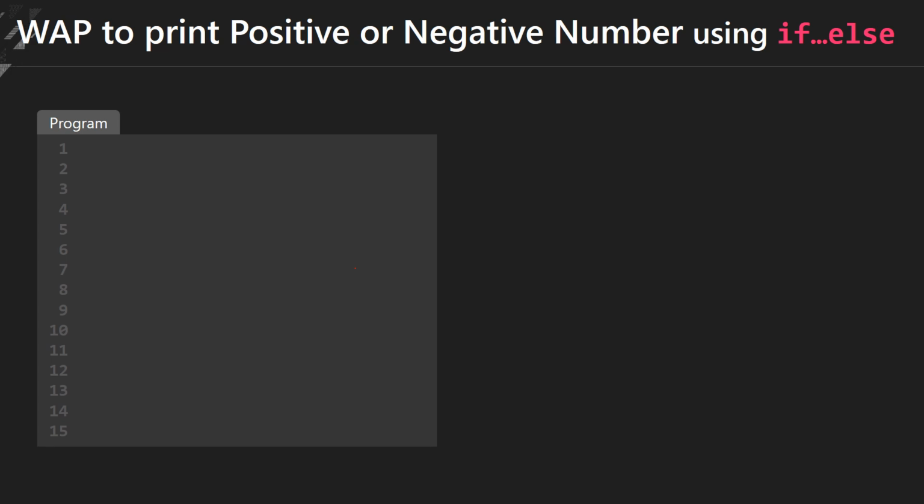Write a program to print a positive or negative number using an if-else statement. The example is like this: any number you give, when the number is greater than 0, then that number is positive. Whenever the number is less than 0, that number is negative. This will be positive. How do you write it?